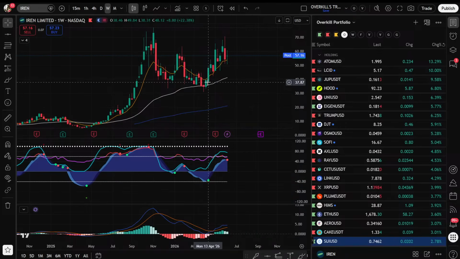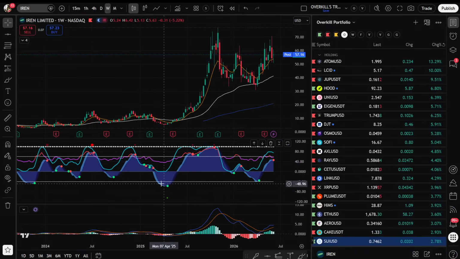You got another signal right there around 36. That was a 100% move right there off of that signal. Okay, but again, we want to buy when this blue wave is down here given a green dot.